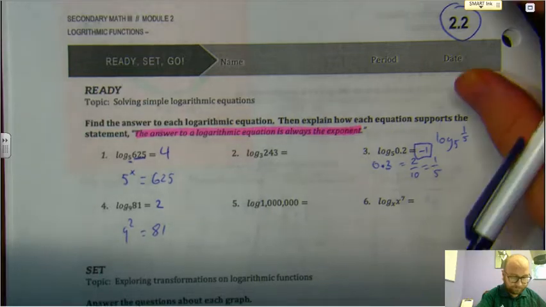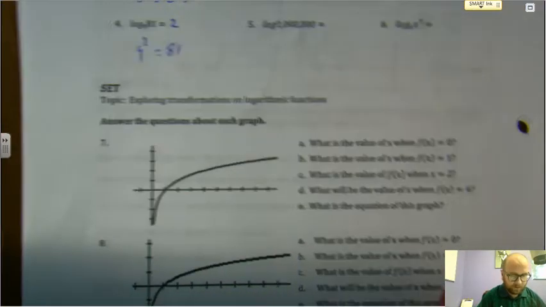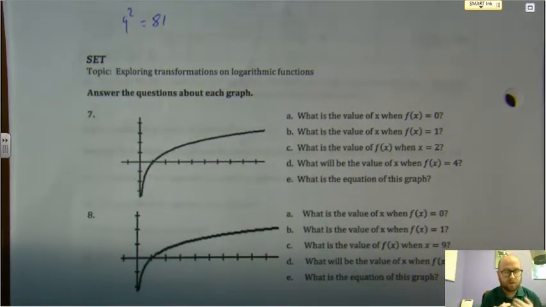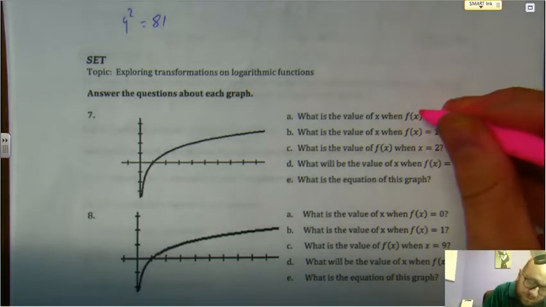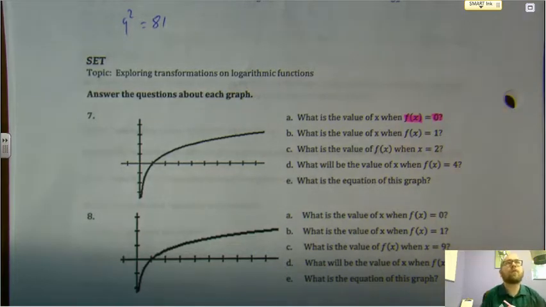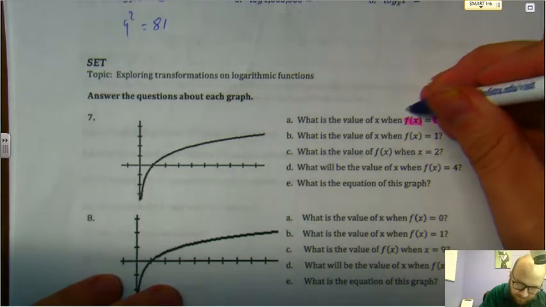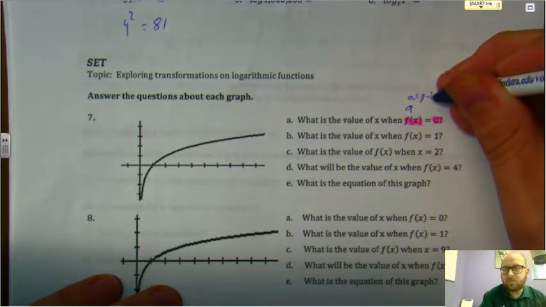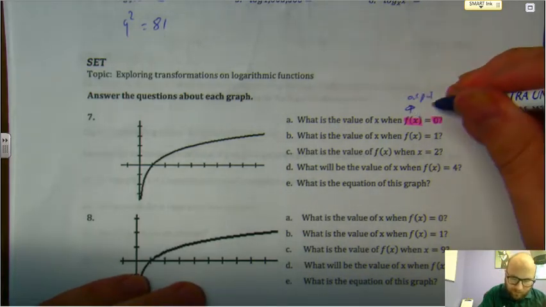Next, let's go ahead and look at the set here. This is where we're going to be exploring transformations of logarithms. Before we can begin to look at the transformation, it wants us just to kind of look at the graphs and try to figure out what's going on. When it says here f of x equals 0, remember for our function notation, the f of x is our output. So this is our output, or to put it another way, this is our y value.